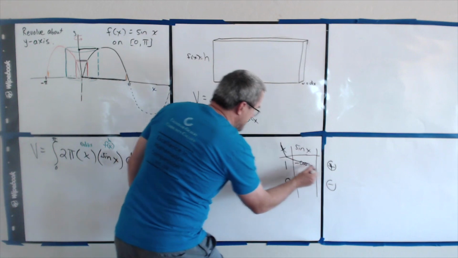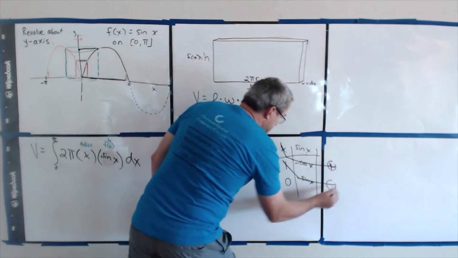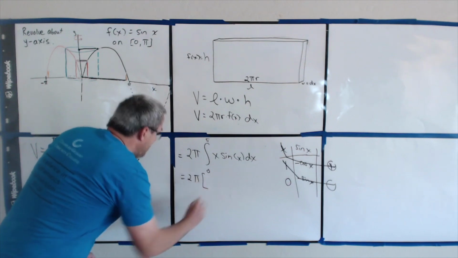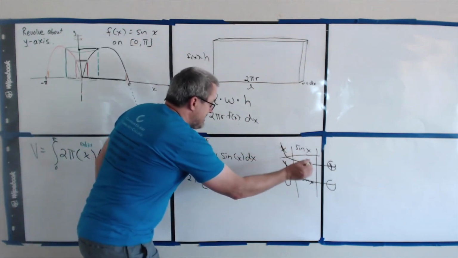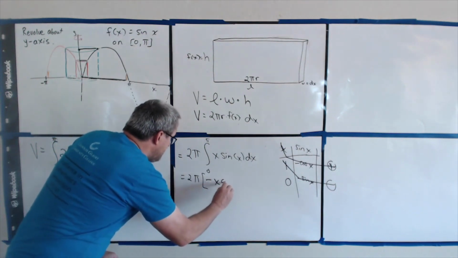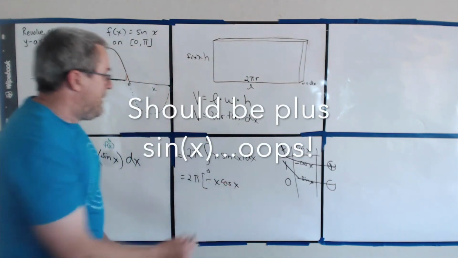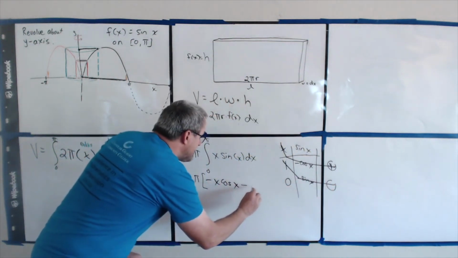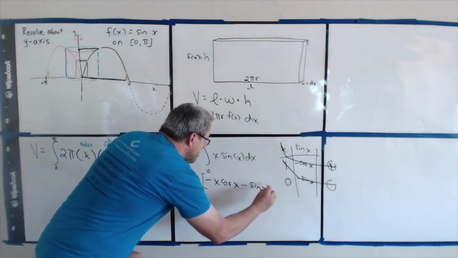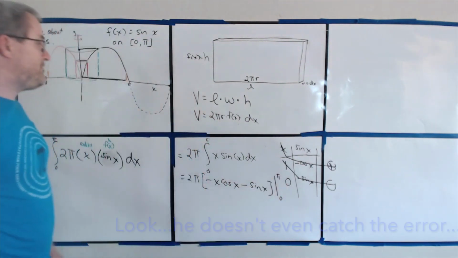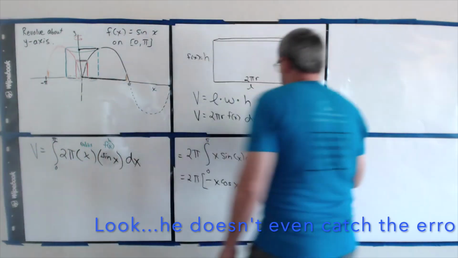So this times a positive, this times a negative, and so this integral will be 2 pi times x times negative cosine of x times a positive, so negative x cosine x. And then 1 times sine x times a minus, so minus 1 times sine x is just minus sine x. And then we're going to evaluate this thing from 0 to pi. I'll come up over here and finish it off.